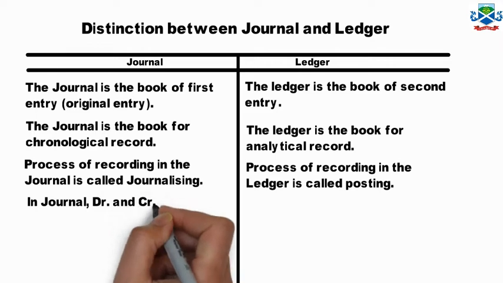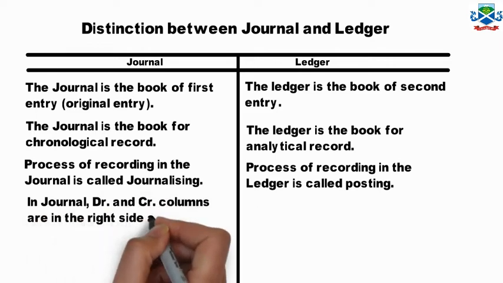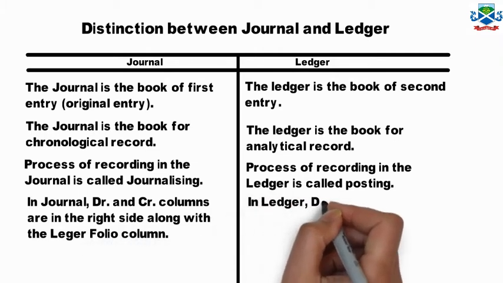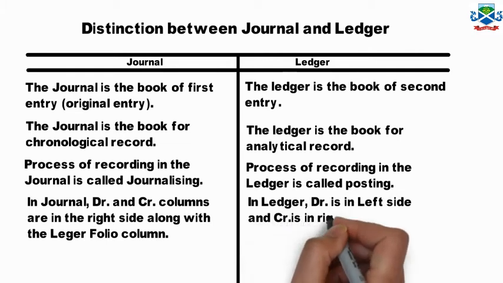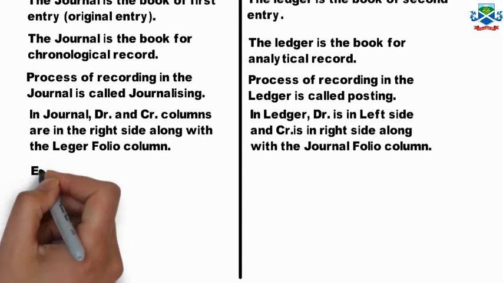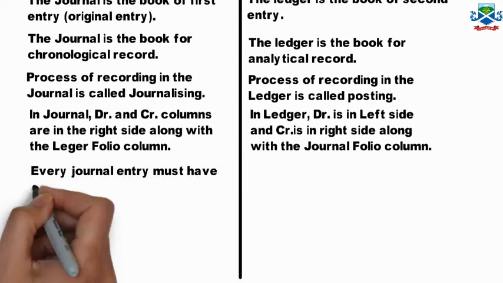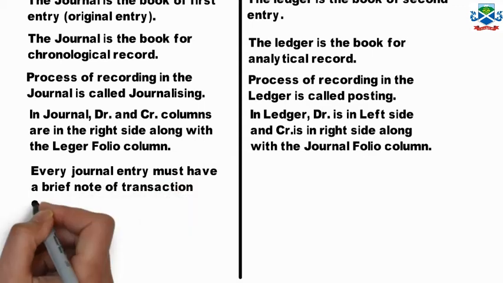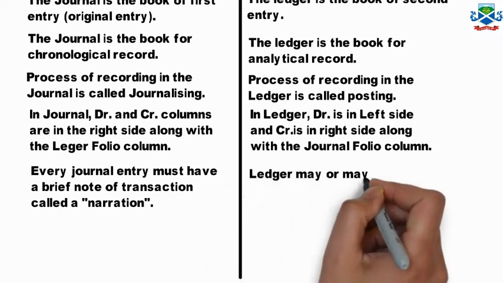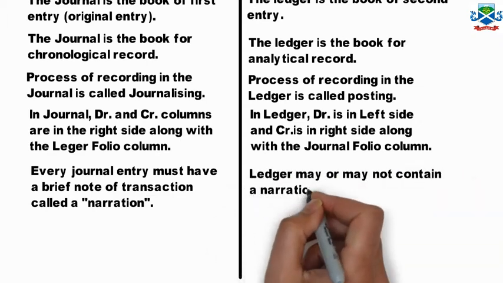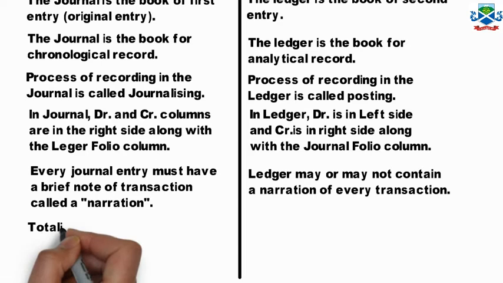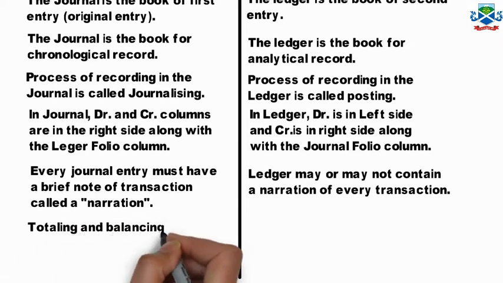Next, the journal has debit and credit columns on the right side along with a ledger folio column. In the ledger, as we learned right now, the debit side is the left side and the credit side is the right side, along with a journal folio column. Every journal entry must have a brief note of the transaction called narration. In the ledger, narration may or may not be required. You can give it or you may not give that narration. Particularly in the cash book the narration is required.